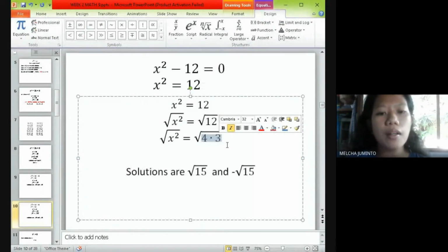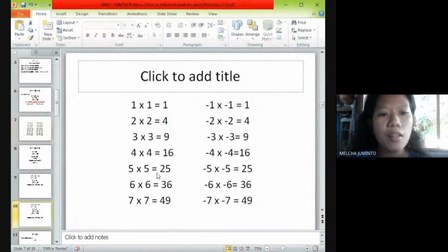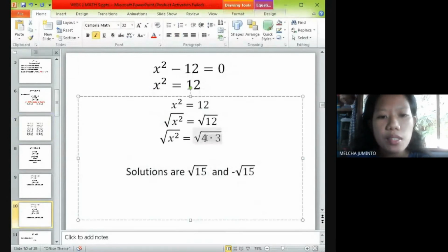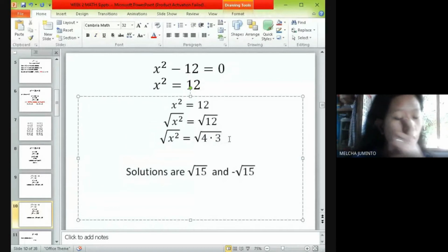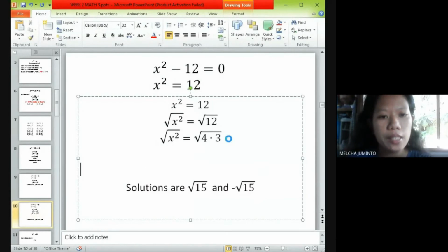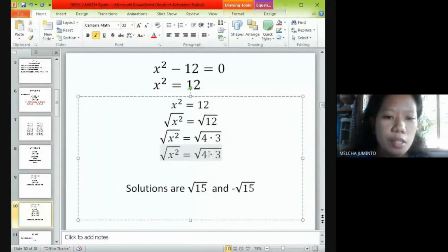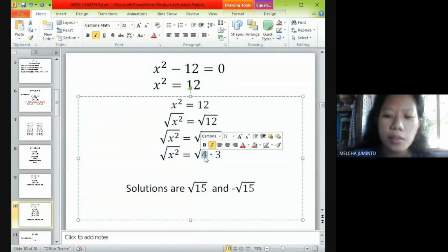Okay. There are other two numbers when you multiply, the result is 12. It can be 6 times 2. But we need to use 4 times 3 because 4 is a perfect square. Okay? Because you can find 4 in this table. Meaning 4 is a perfect square. So do not use 6 times 2 because 6 is not a perfect square, 2 is not a perfect square, but 4 is a perfect square. Therefore, it can be written outside the square root. So we will get this answer. Since 4 is a perfect square, it can be written outside the square root.